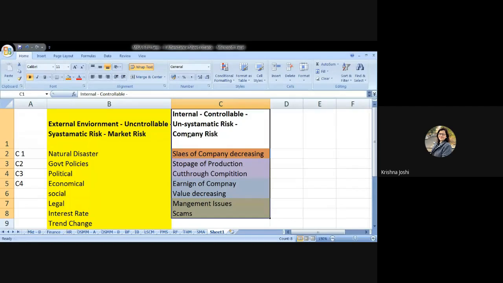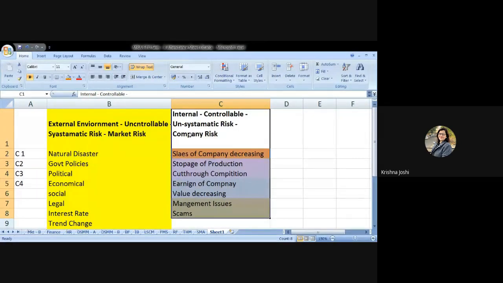Here also, by diversification in different areas, different countries, different continents, you may reduce this risk. You cannot eliminate the risk, but you can reduce it to some extent only, right? And for that you will need a huge investment, which is not possible for every investor. Hence it is considered uncontrollable, systematic or market risk.